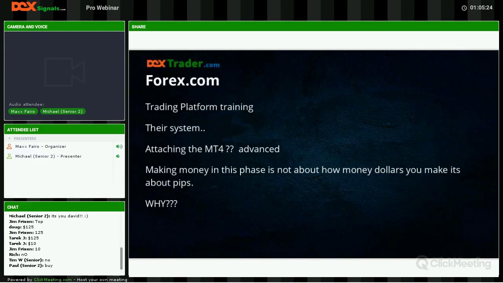And I might put on, I don't know how fast, but attaching the MT4, you can actually trade through MT4 on their system. But I think I want you to stay with their platform for now. As a novice going on, I want you to stay with their platform because they have some pretty cool tools over there.